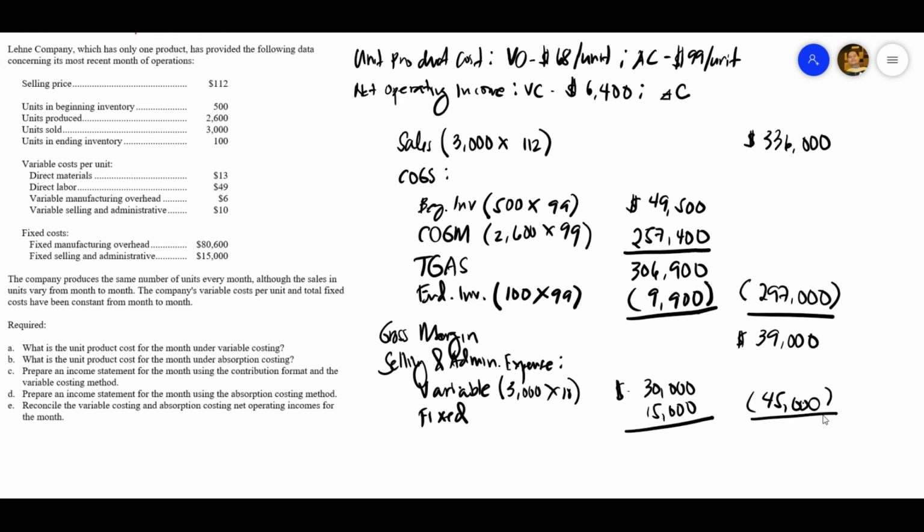Okay? And when we deduct the amount of $45,000, being your selling and administrative expense, from your gross margin, it will give us an operating income of, this is negative. Okay? So if this is negative, is it operating income? No, it is operating loss. Okay? So I'll just put it in here. It's $6,000 loss. Okay? So I'll just erase this one.